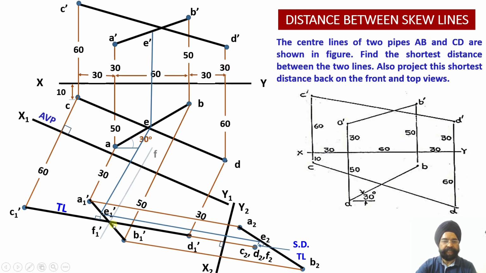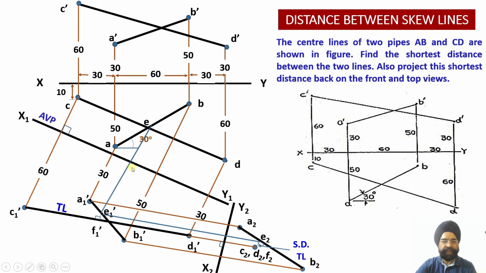Now the second projector, F'. If I take F1' onto the line CD, it is going to intersect at this point F. Now if I take a projector upwards, then I am able to locate point F' onto C'D'. So once again, I'll just show you, repeat it.